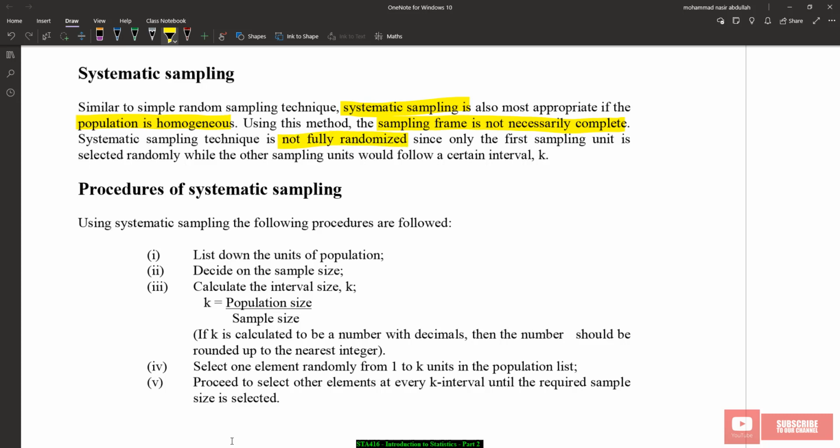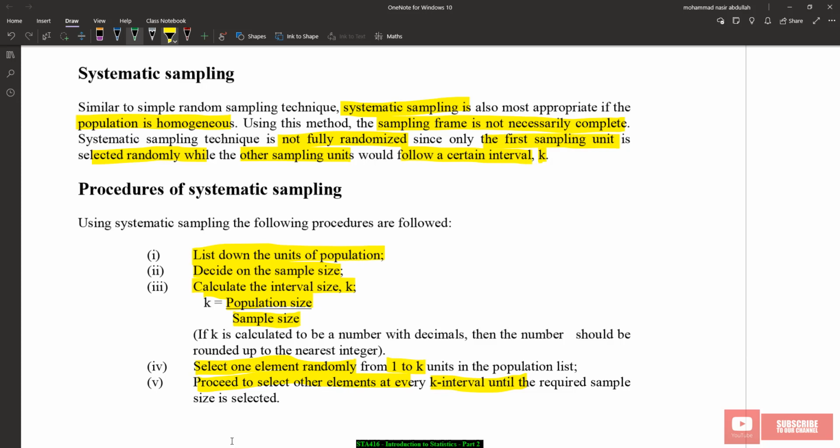It's not fully randomized since only the first sampling unit is selected randomly, while other sampling unit would follow the certain interval k. So we need to calculate the value of k. So in a systematic sampling techniques, we need to list down all unit of the population, and we need to decide the sample size and calculate the interval size k. So interval size k is equal to population size divided by sample size. And then we're going to select one element randomly from 1 to k in the population unit and proceed to select others element at every k interval until the required sample size is selected.